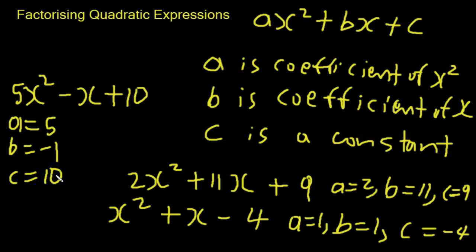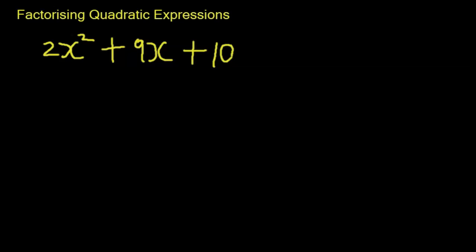Alright, so now we are all able to identify the values of a, b, and c on any given quadratic expression. Let's look at how we factorize these types of expressions now. Here's a quadratic expression that we want to be able to factorize. One thing you'll notice is that these expressions consist of 3 terms. So you have the x squared term, you have the x term, and then you have the constant.